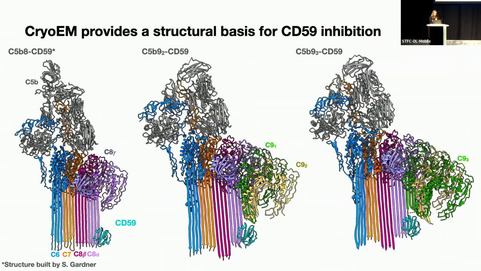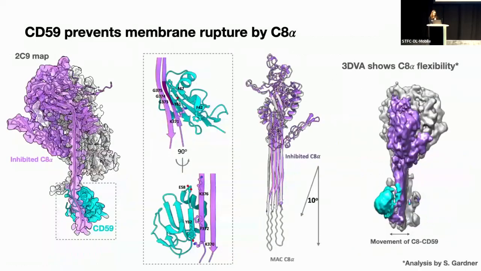So from here, probably the most striking thing about all of these different assemblies of the inhibited MAC is that CD59 binds to exactly the same protein, which is this protein in light pink, called C8 alpha. So if we look at the interaction between C8 alpha and CD59 in more detail, this is an anti-parallel beta-stranded interface between these two proteins.